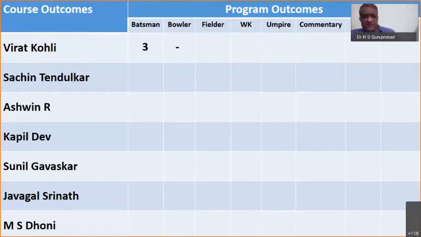Next, Virat Kohli to fielder. Mapping is there or no mapping? First question is, you should tell whether mapping is there or no mapping. Yes, mapping is there. Very good. All of you are telling mapping is there. Next question. To what extent? 1, 2 or 3?